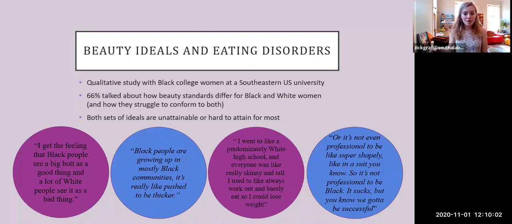But again, the important takeaway is that even if, as these women are saying, being a little bit more shapely, being a little bit thicker is considered attractive for Black women and in Black culture, it's still unattainable for most people. It's still thinner than most women actually are. And to look that way, most women would have to engage in really restrictive eating and really cut back on their energy intake.